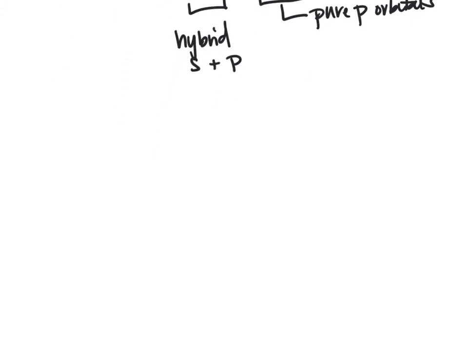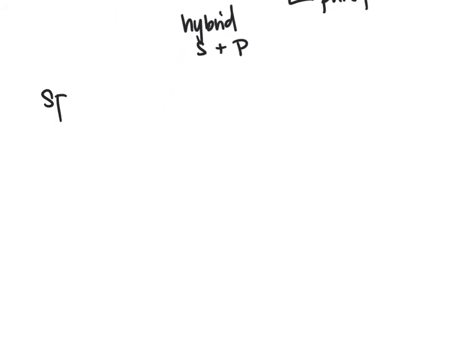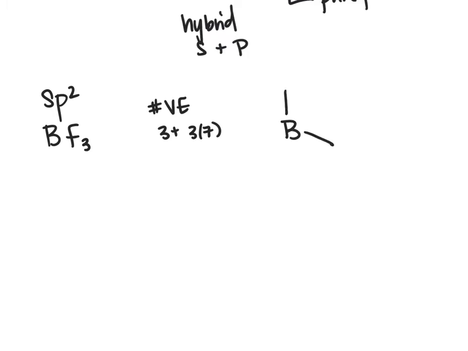So let's look at how we might arrive at an sp2 hybridization, or what does that mean? If we look at BF3, we know that the number of valence electrons is 3 plus 3 times 7, which is going to give us a structure that's going to look like this.